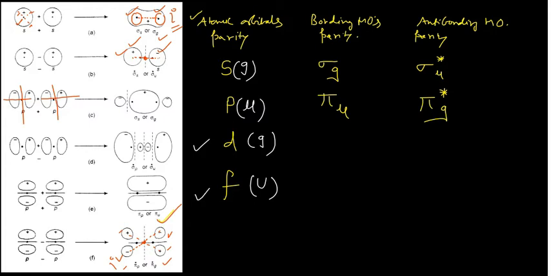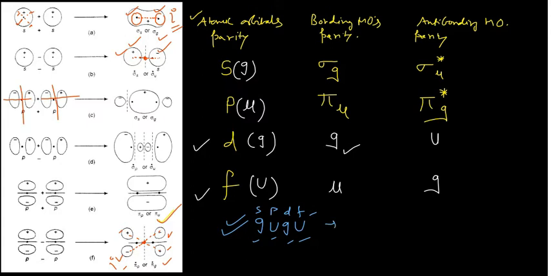Whenever it is g and they are forming the bond, the bonding orbital would have g symmetry, and this would have u symmetry. The anti-bonding would be opposite to that of the bonding one, so this would be ungerade and this would be gerade. The easy way to remember this is the mnemonic gugu, and you can write it here as s, p, d, f. If you remember this trick, s p d f gugu, that means gerade, ungerade, gerade, ungerade for atomic orbitals as well as for their bonding molecular orbitals, but the reverse will be true for the anti-bonding molecular orbitals.